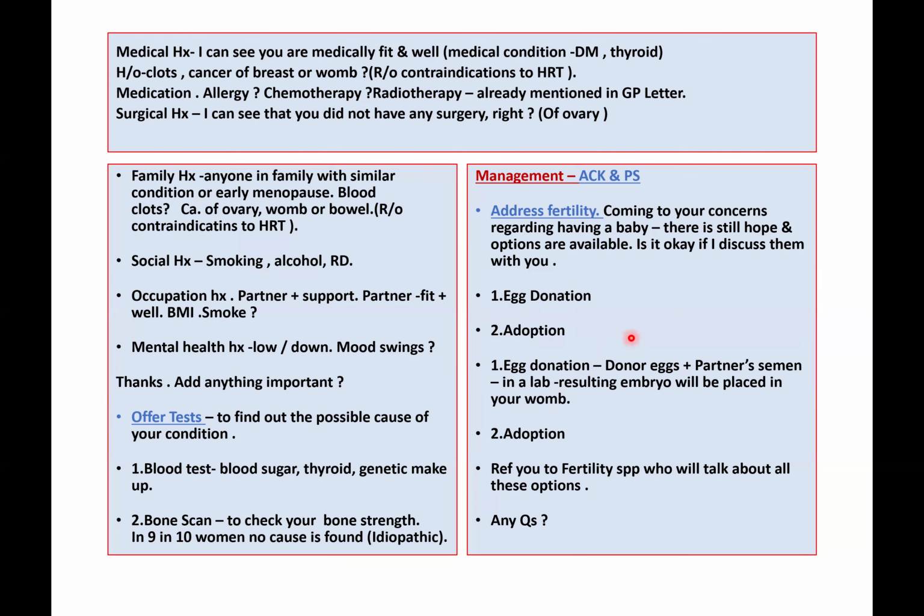One is from someone known to you, and you can find them even on the internet. Another is through egg banks, and one is reproductive tourism, where you can travel to some other country to get the egg. Egg banks are licensed in the UK, but the waiting time is quite long. If you get the eggs, the donor eggs are mixed with the partner's semen in the lab, and the resulting embryo will be placed inside your womb.